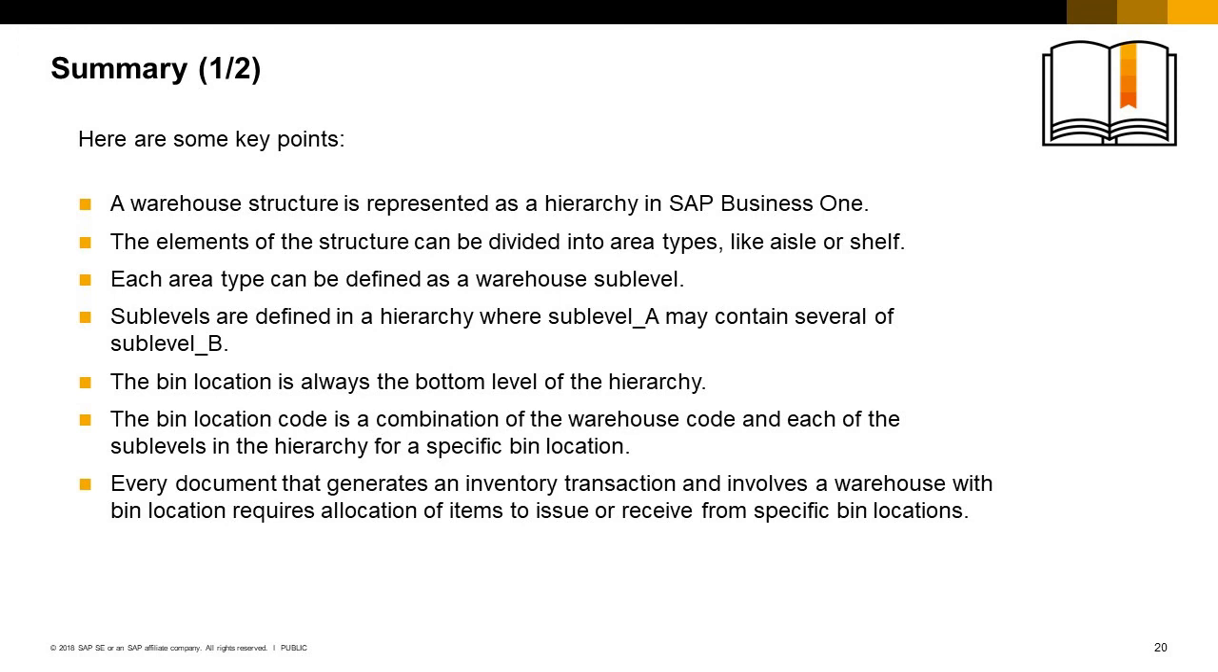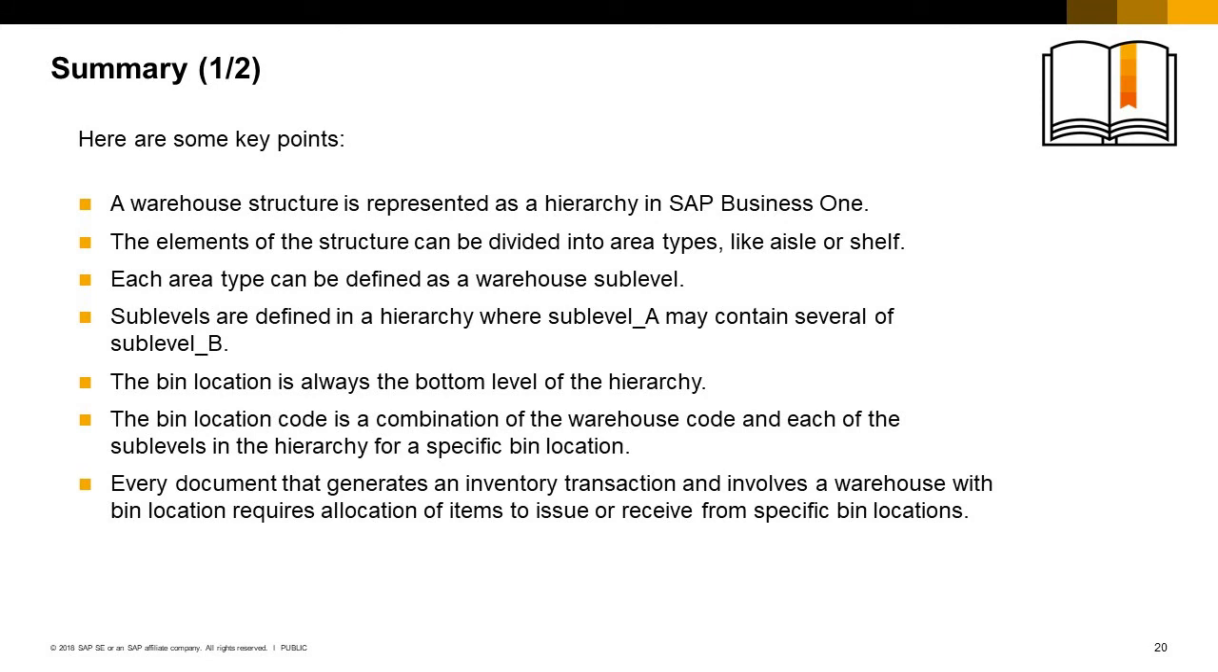Here are some key points to take away from this session. A warehouse structure is represented as a hierarchy in SAP Business One. The elements of the structure can be divided into area types, like aisle or shelf. Each area type can be defined as a warehouse sublevel. Sublevels are defined in a hierarchy where sublevel A may contain several of sublevel B. The bin location is always the bottom level of the hierarchy.